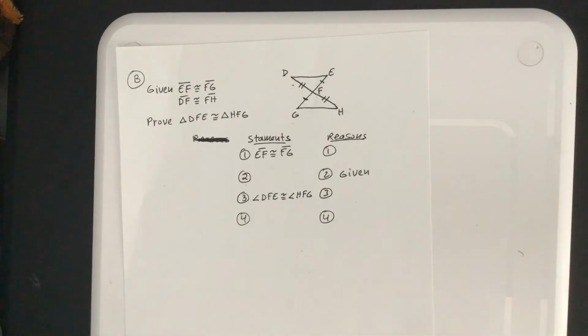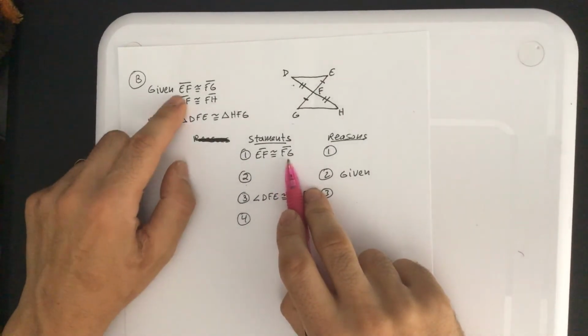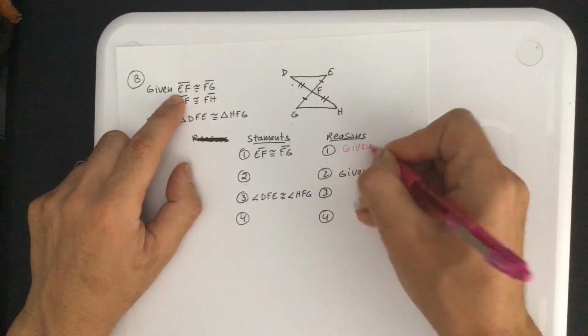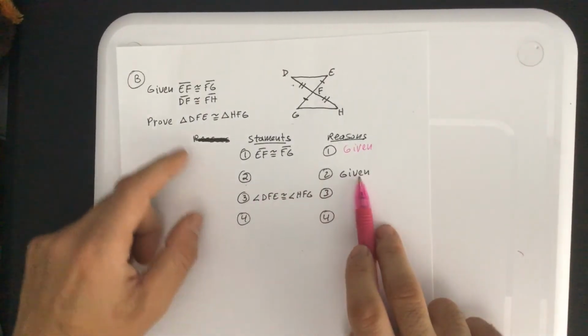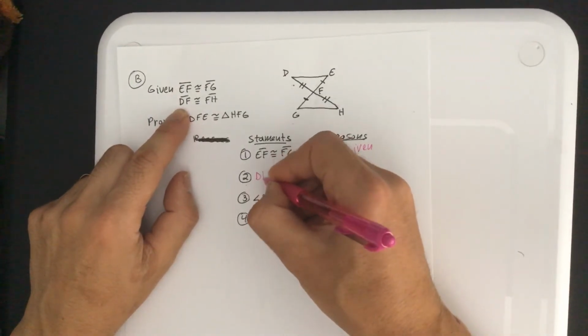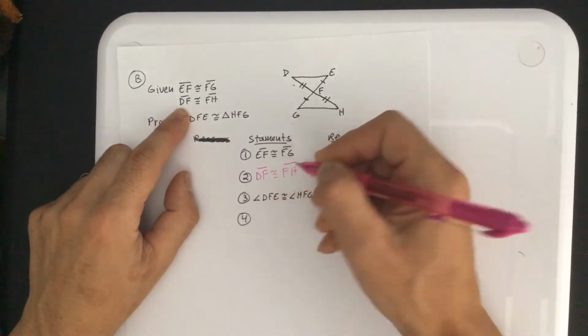All right. I hope you guys were able to finish it, or at least get some statements and reasons there. And let's go over it. EF congruent to FG. Well, that is given. You see the picture, you see right there. So given. In this case, I'm giving you the reason, given. You're gonna give me the statement. And what is the other thing that's given? Oh, that one right there. That's the other information there. So DF is congruent to FH.